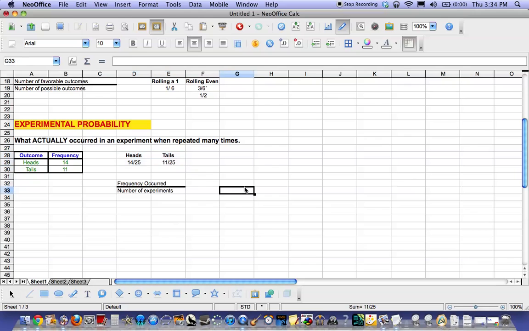So experimental probability, this is how you do it. You put the frequency it occurred over the number of experiments you tried. So it occurred 14 times, I tried it 25 times. It occurred 11 times, I tried it 25 times. And again, experimental probability only relates to your experiment. It does not guarantee anything about anyone else's experiment. But this is how you get the probability.